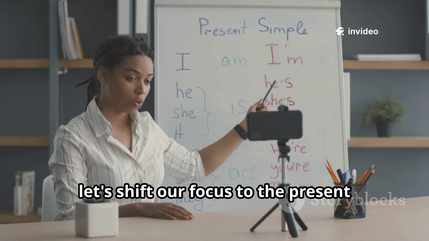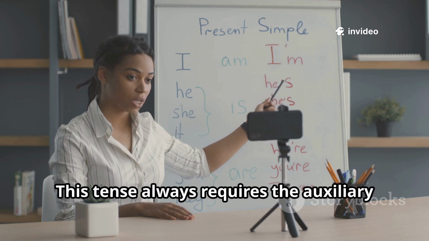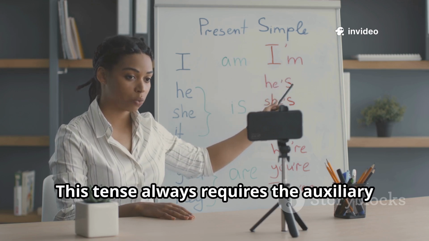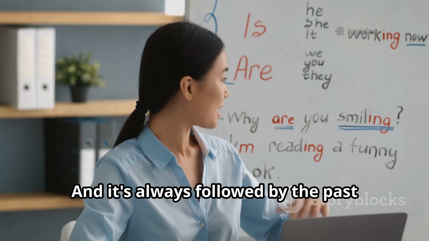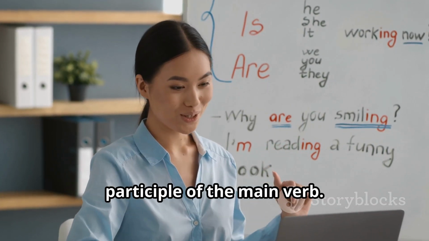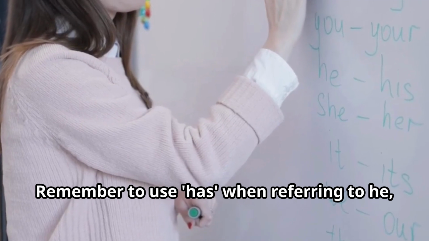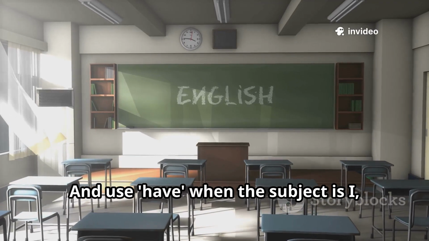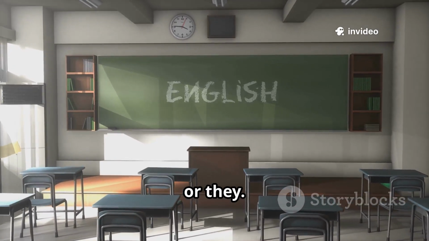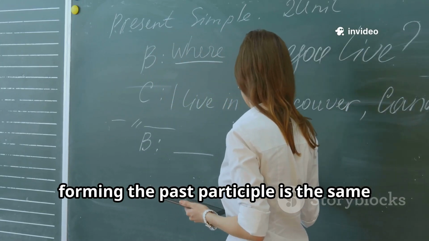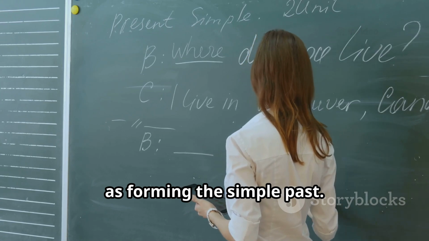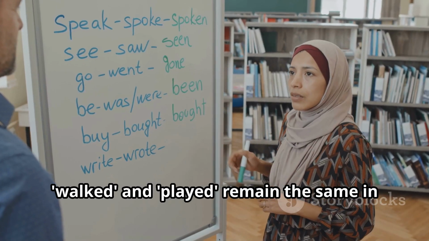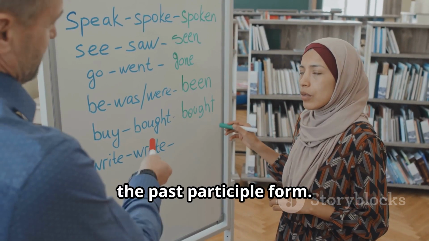Now, let's shift our focus to the present perfect tense. This tense always requires the auxiliary verbs have or has, and it's always followed by the past participle of the main verb. Remember to use has when referring to he, she, or it, and use have when the subject is I, you, we, or they. For regular verbs, forming the past participle is the same as forming the simple past. So, walked and played remain the same in the past participle form.